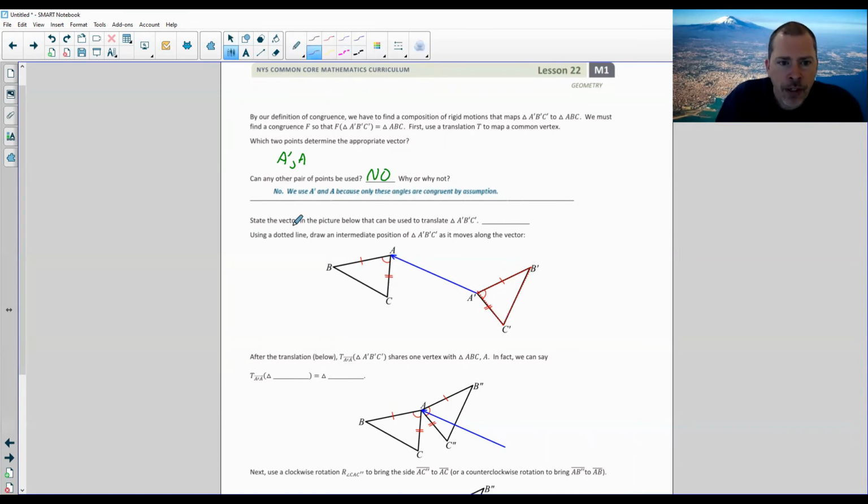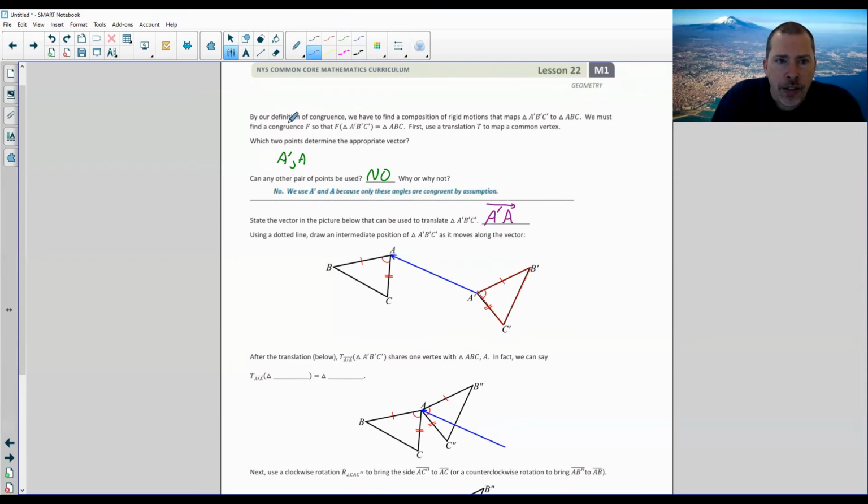Okay, moving on. State the vector in the picture below that can be used to translate triangle A prime, B prime, C prime. So again, we start with the initial point, the point that does not have the arrow. And then we go to the terminal end, which is the end that has the arrow. So it's A prime A, and then you put an arrow over top. So there it is. It is vector A prime A.